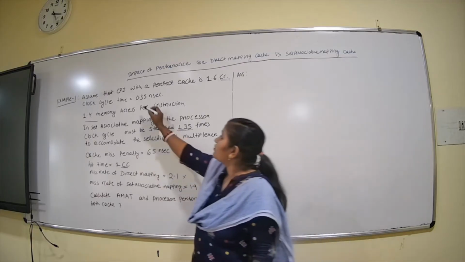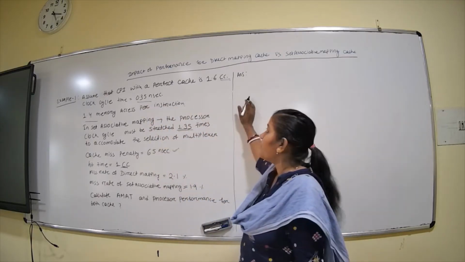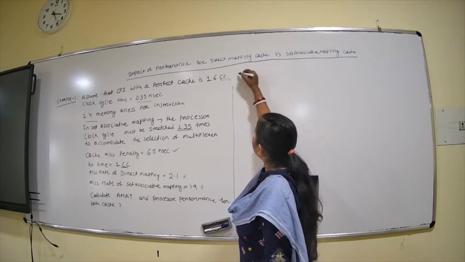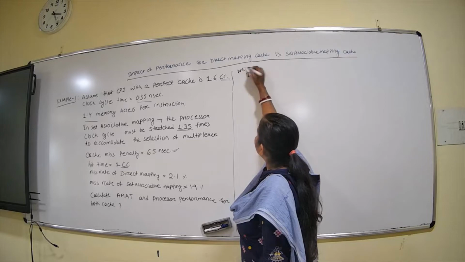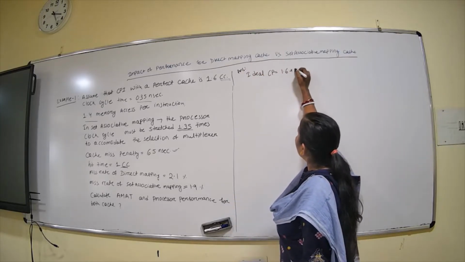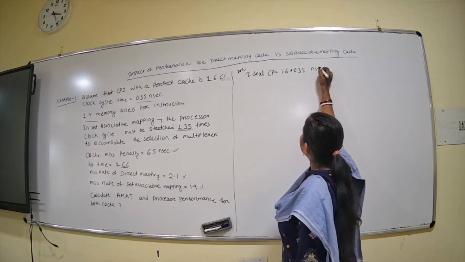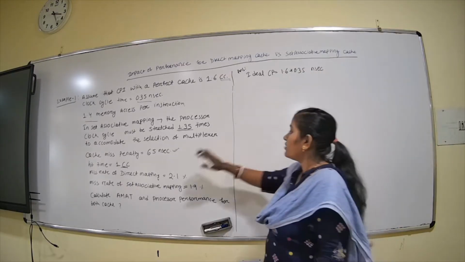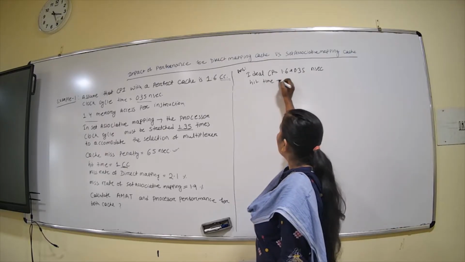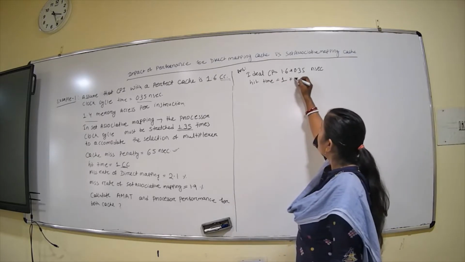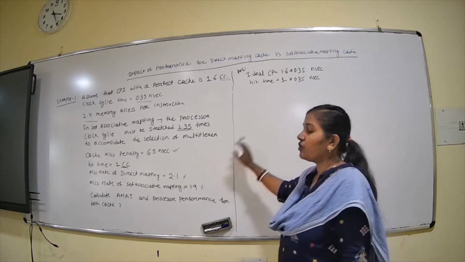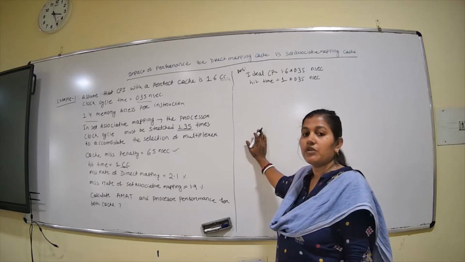As it is given that one cycle time is 0.35 nanosecond, your ideal CPI will be 1.6 into 0.35 nanosecond. Now the same for the hit time. Hit time is equal to 1 clock cycle, so 1 into 0.35 nanosecond. So first you have to convert this part into the same unit.